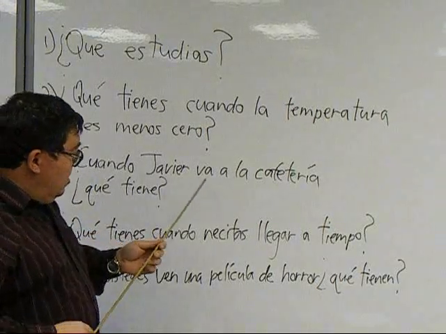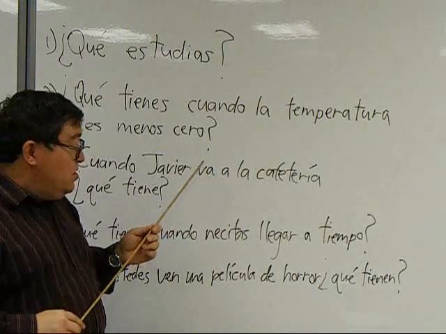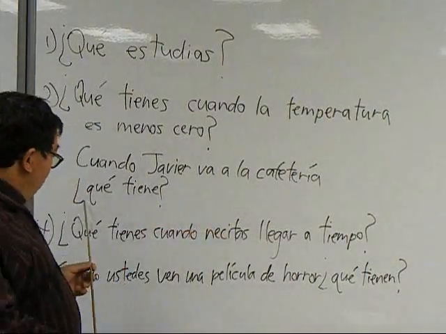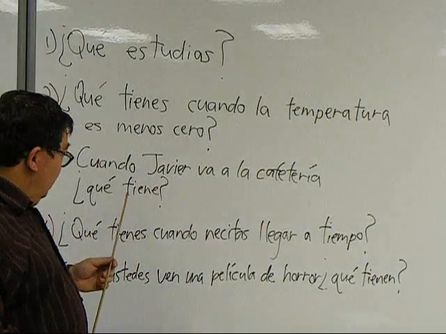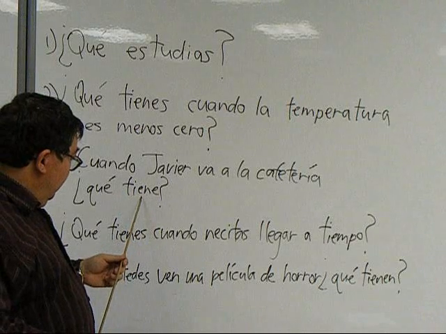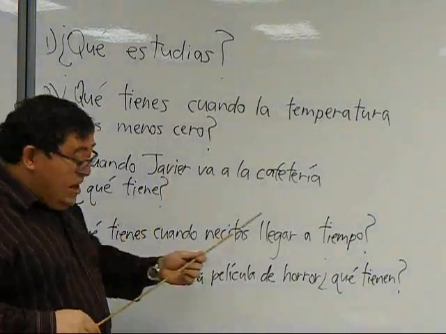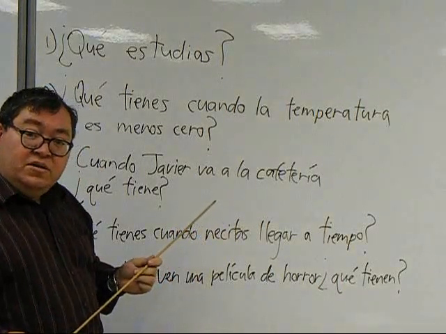When Javier goes, there's a verb that's new to us. That's the verb to go, which we just learned in chapter 3. When Javier goes to the cafeteria, what does he have? Well, if he goes to the cafeteria, the thing that he has is hunger. So you want to say, he has hunger. That's one of the phrases we just learned in chapter 3. To have hunger.